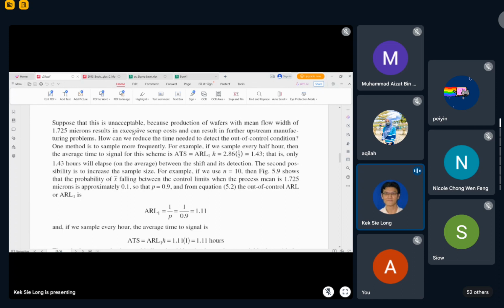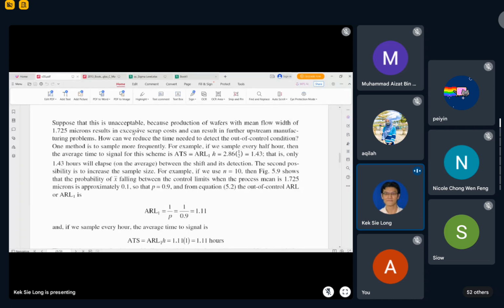So only 1.43 hours elapsed on average between the shift and its detection. So this is talking about the process shift. The second possibility is to increase the sample size. We use n equal to 10.